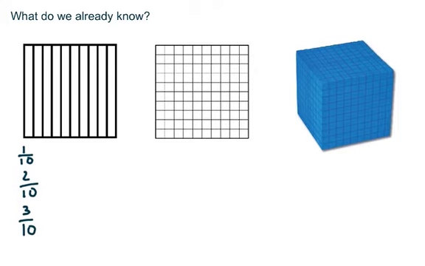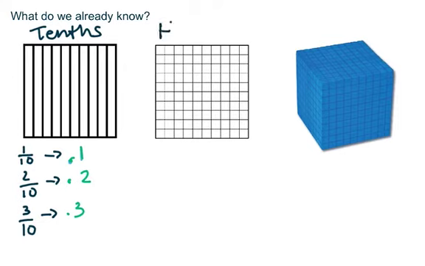If I were to write these as decimals, it would be very easy. It would be 0.1. Actually, I think I'm using the wrong color. 0.1, 0.2, 0.3. So this is a skill that we should have a good handle on. So I had my tenths.